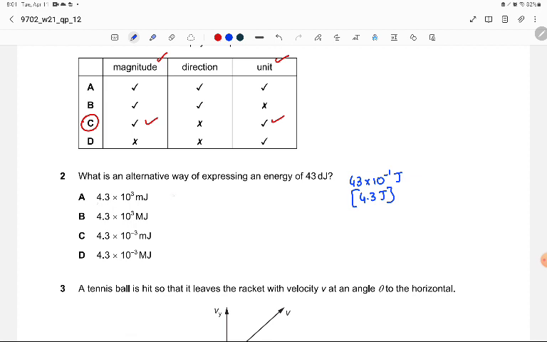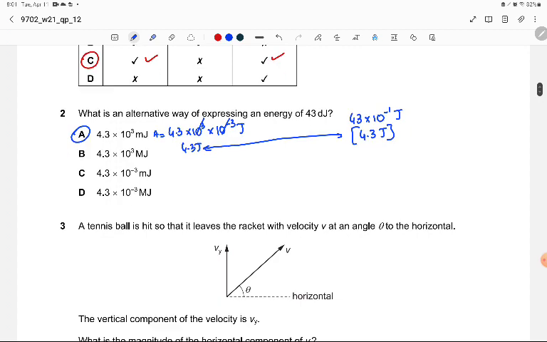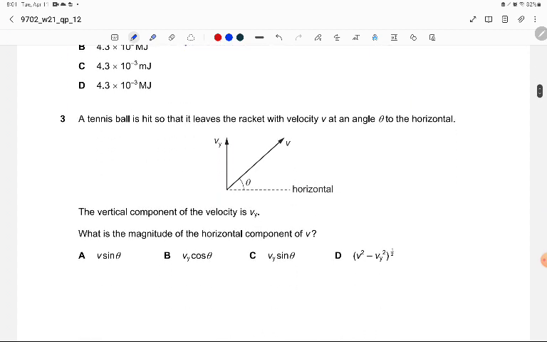The first option, let's just look at this. So 4.3 into 10 raised to power 3 multiplied by 10 raised to power minus 3 joules. So in option A, this is just simply going to cancel out. So this just goes away, and we are left with 4.3 joules. So apparently the very first choice is the right answer. I don't need to move forward anymore. Let's just look at the third question.